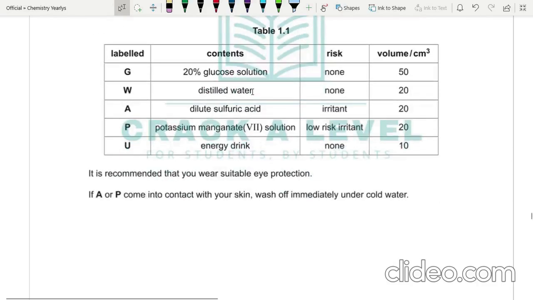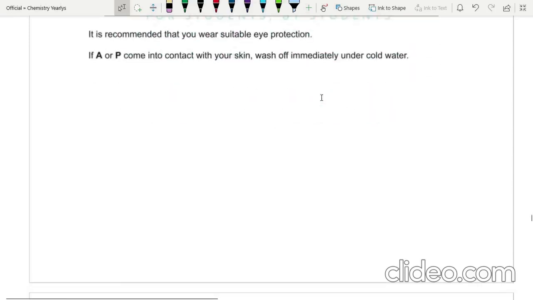So we have been provided with 20% glucose solution G, W is the water, A is dilute sulfuric acid, and P is the potassium permanganate solution, which is a low risk irritant. U is the energy drink, and it is recommended that you wear suitable eye protection. If A or P come in contact with your skin, wash off immediately under cold water. So let's move on.